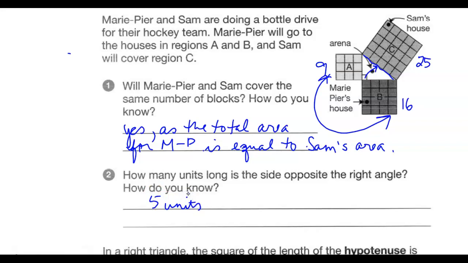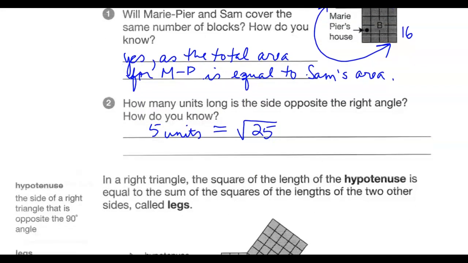So we can count them up, but if you take a look at the measure of the smaller triangles, you'll see that they will be related to each other. That's actually going to come up in the next thing. So 5 units, we can measure it, but really that's equal to the square root of 25, the area. Okay, so there's a couple of ways of finding that length of the triangle, of the hypotenuse.